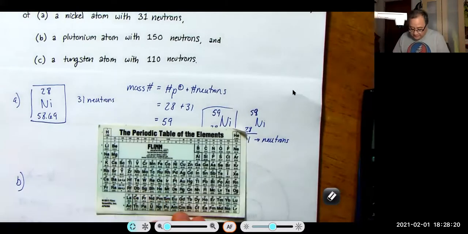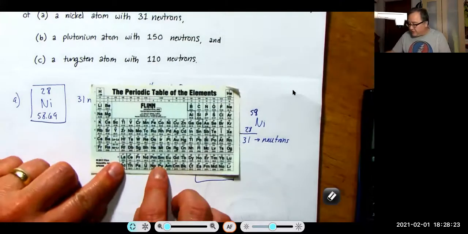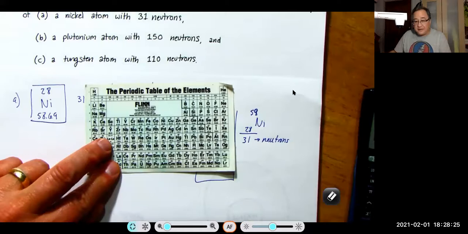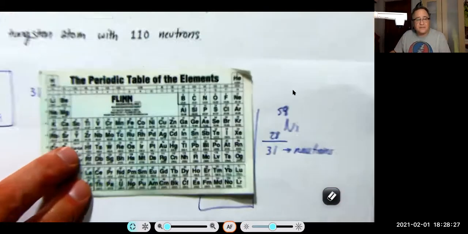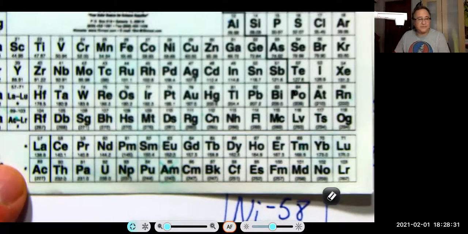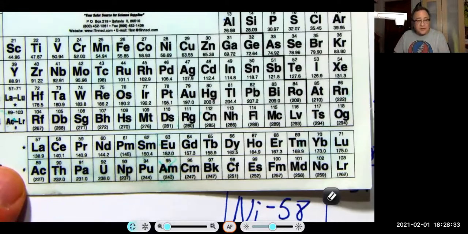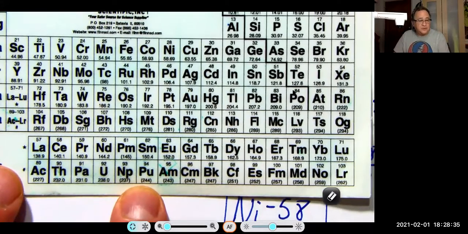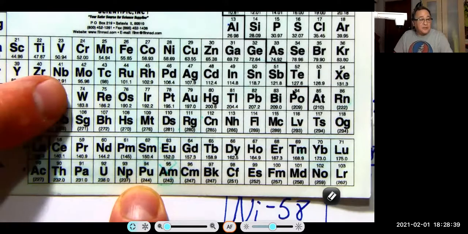Plutonium is down here. Let me zoom in on this so you can see it a little better. So there's plutonium towards the bottom. And tungsten is this symbol W.